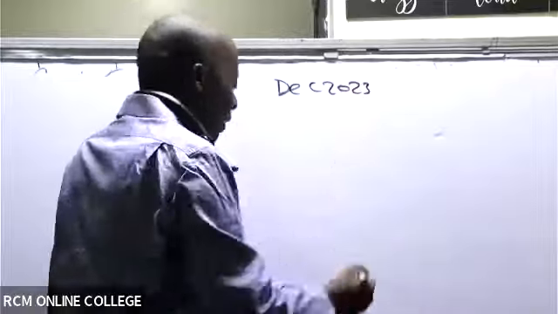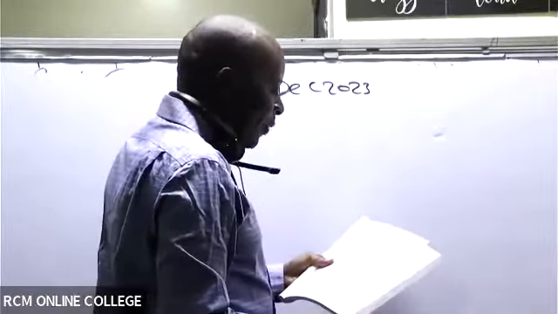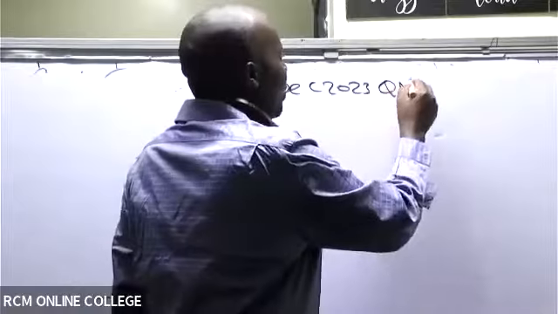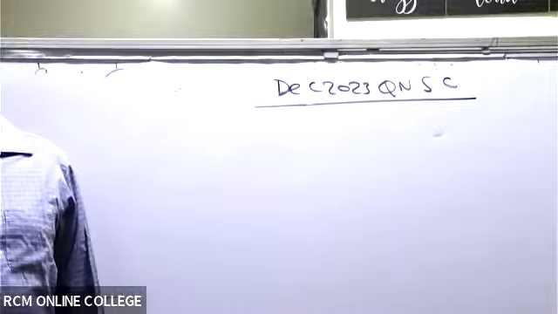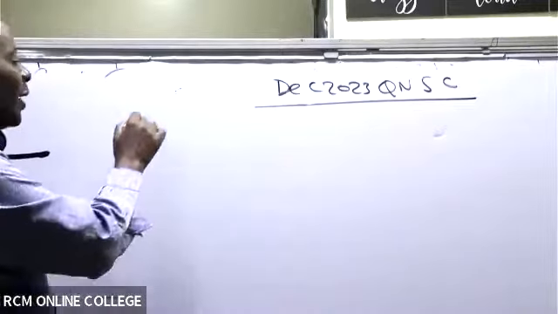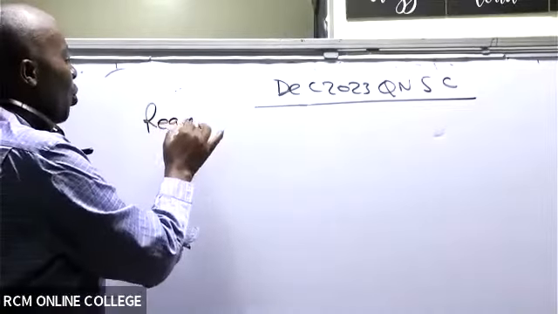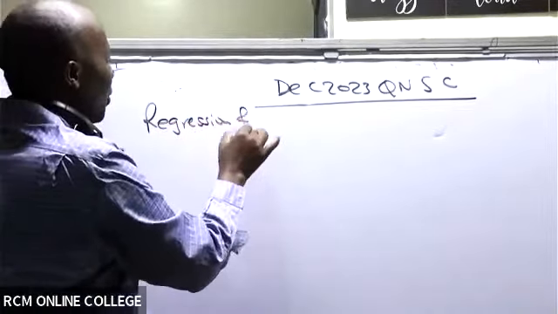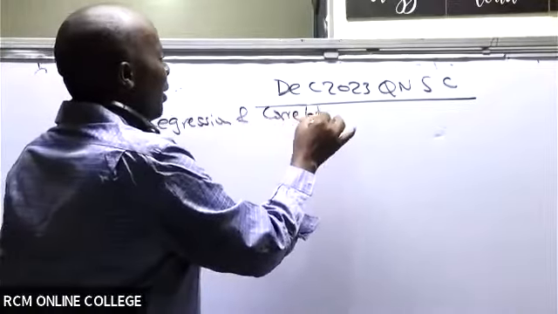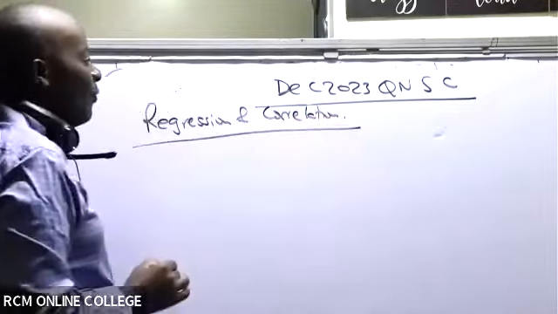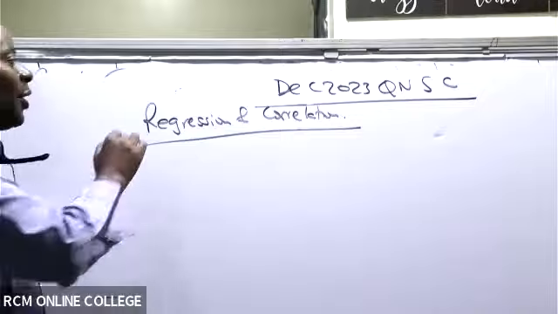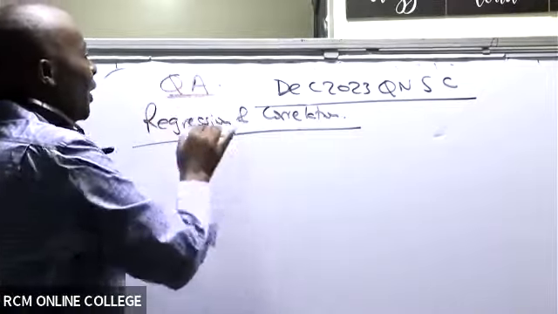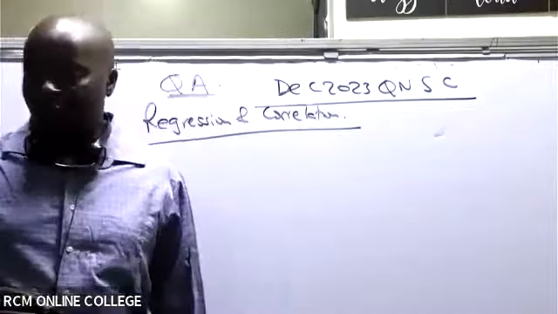December 2023, question number 5C. I would want to look at regression and correlation. That is topic number 4 and topic number 5. Correlation in QA is topic number 4. Regression is topic number 5. Remember, the subject is quantitative analysis.